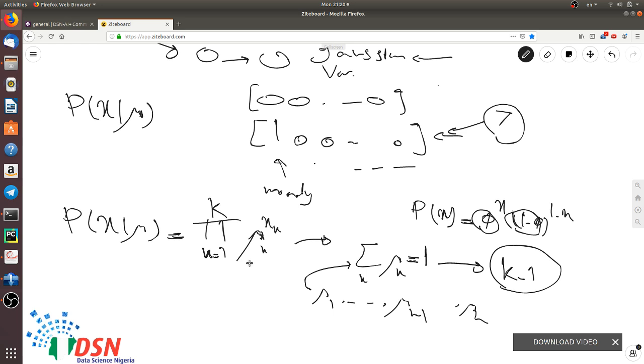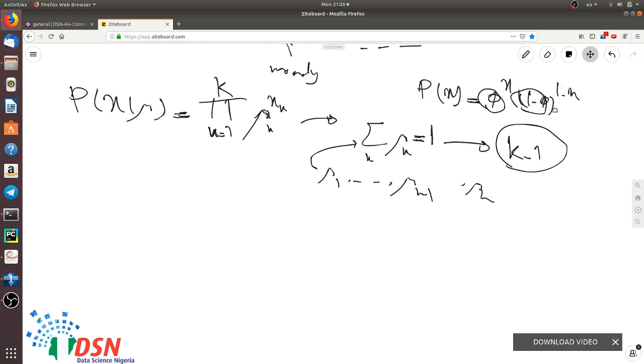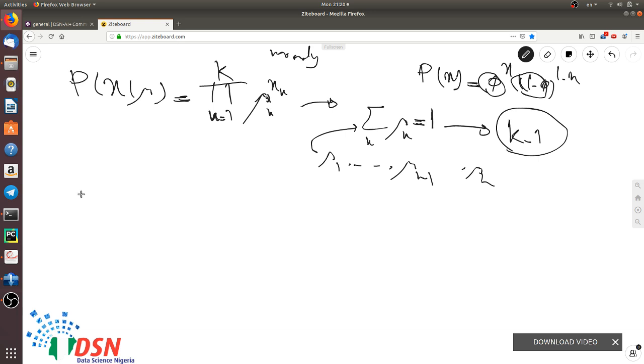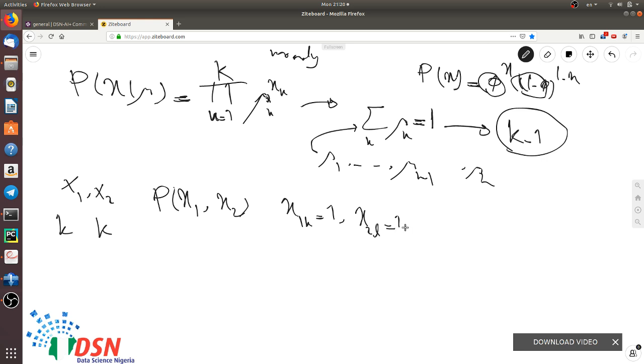Okay. Now suppose we have two discrete variables x1 and x2. Each of them has K states, and we wish to model their joint distribution. So we want to determine p of x1 and x2, and we want to do that by observing both x1k equal to 1 and x2l equal to 1, with the parameters mu_kl.